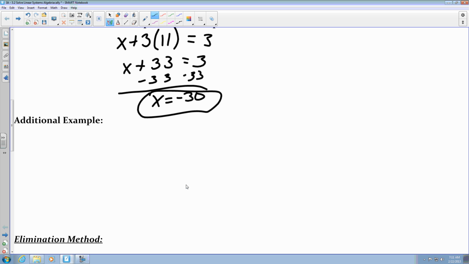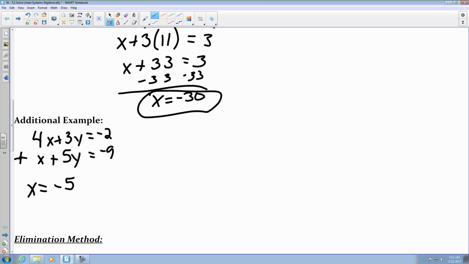If you're looking for additional examples, I'll do one more. Let's say I had a system like 4x plus 3y equals -2. And let's say I have x plus 5y equaling -9. Again, I'm going to try to solve for one particular variable in one equation. I noticed that the easiest one would be the second one, and I'm going to solve for x. So here my x would equal -5y minus 9.